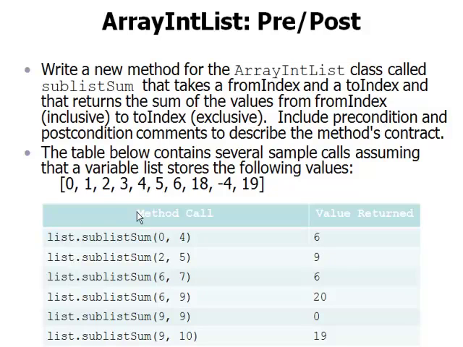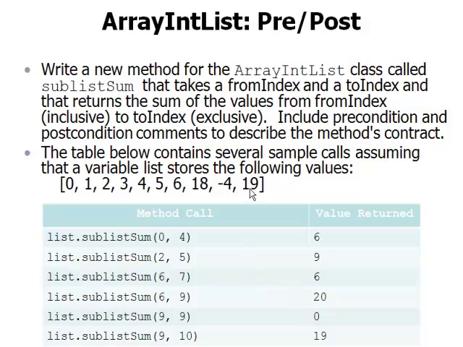If we were asked to do 2 through 5, that would be starting at index 2 and going up to, but not including, index 5. So 2 plus 3 plus 4 adds up to 9. When we say 6 through 7, we'd be saying starting at 6 and going up to, but not including, index 7. So this is actually a way of saying just the element at index 6, which is the 6 itself. When we say 6 through 9, we'd be saying starting at index 6 and going up to index 9, that's the final index, but not including index 9. So starting at 6, it would be the 6 plus the 18 plus the minus 4, which add up to 20.